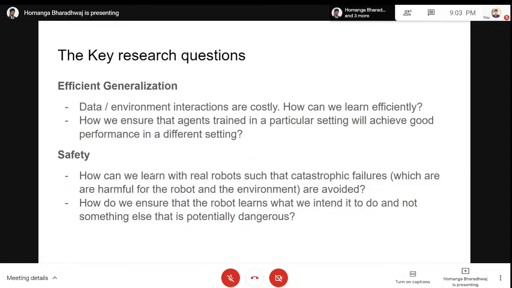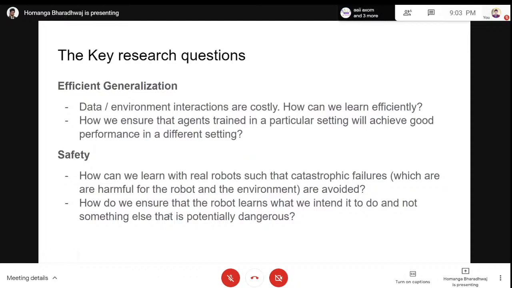And related to the second research question of safety, how can we learn with real robots such that catastrophic failures are avoided? These are sort of failures which are very harmful for the robot or the environment. Note that some form of failures might be impossible to overcome just because of how learning works, because we have to do some sort of trial and error. But the key is to avoid catastrophic failures that are extremely bad and that might destroy the system forever. For example, a drone crashing on the ground.